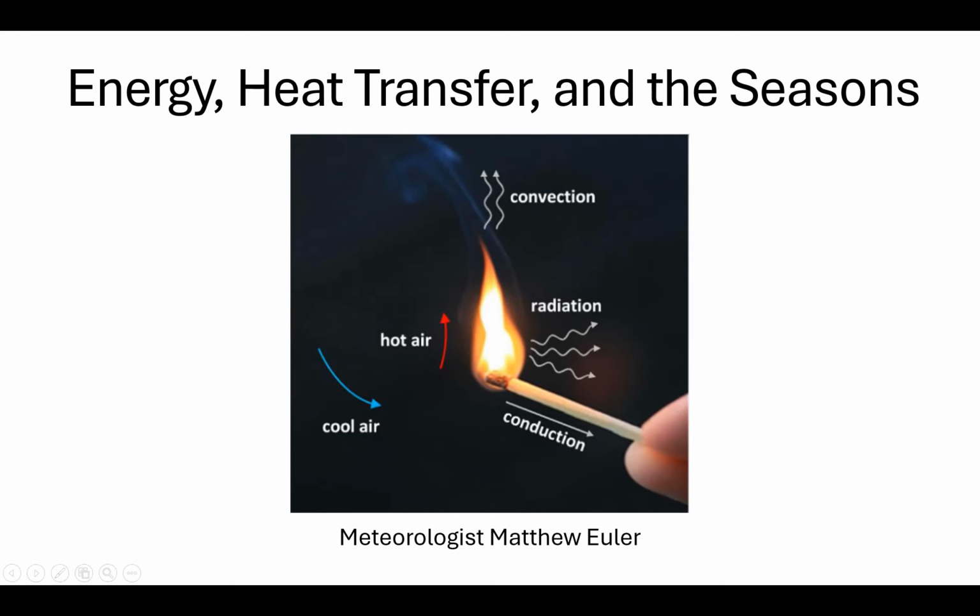There's a lot going on in this opening picture here to start this training. Look at all the different things that we have going on, okay? So we're going to talk about these. These are heat transfer mechanisms.